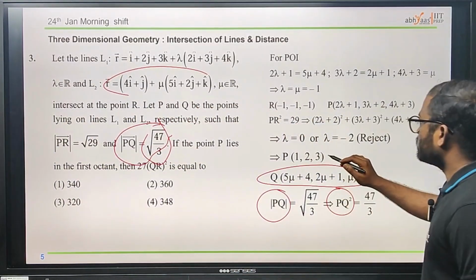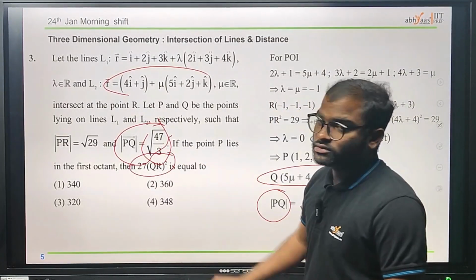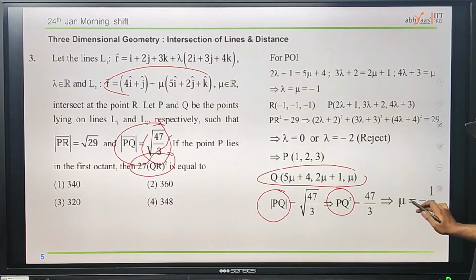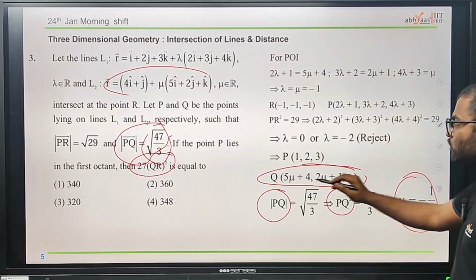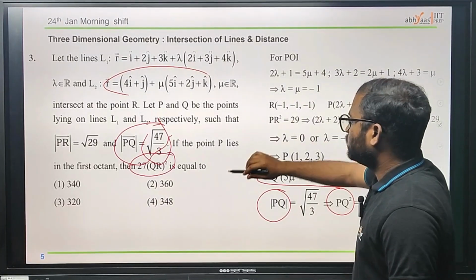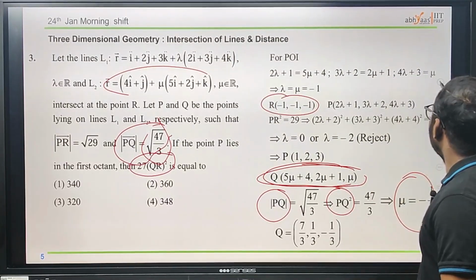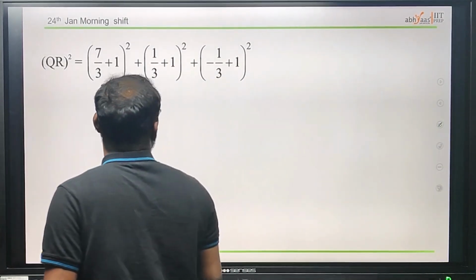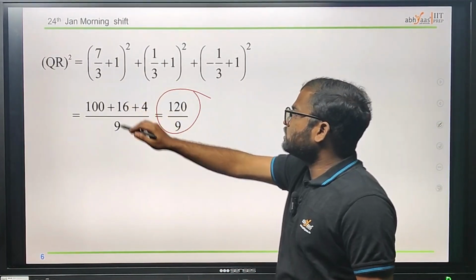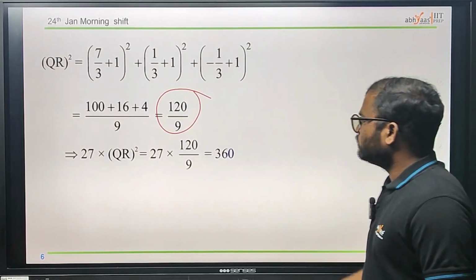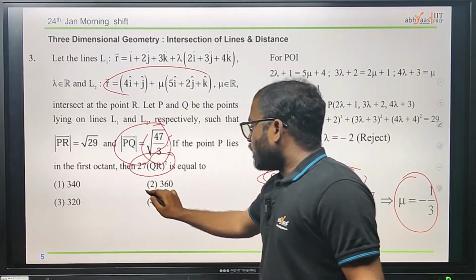Now we got the PQ square and the PR square, which they have already given, and we have to find the QR square by using both. From this we got the mu value as minus 1 by 3. By substituting here we will get the Q value. Therefore we got R and Q. Now what we need to do is take QR square and multiply with 27, which is 120 by 9. We got the QR square. If you multiply with 27, we will get 360 as the answer. Therefore option 2 is the right answer.